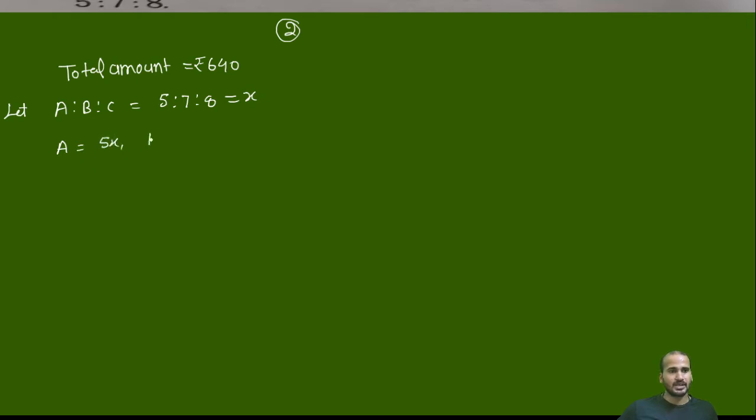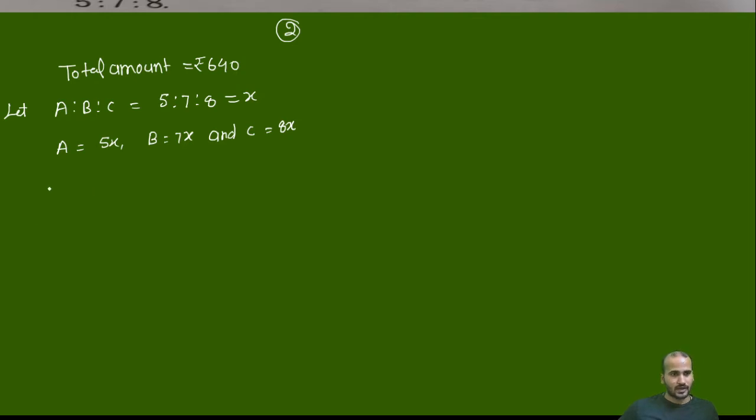Okay, so this is question number 10. The total amount is 640 rupees. We have to divide this amount among A, B and C in the ratio 5 ratio 7 ratio 8. So A ratio B ratio C is equal to 5 ratio 7 ratio 8. Let this be equal to x. So A will get 5x, B will get 7x and C will get 8x.